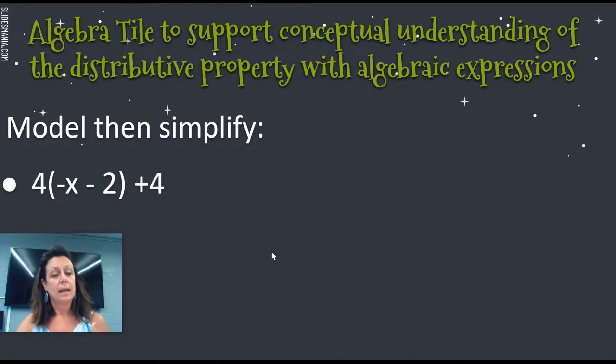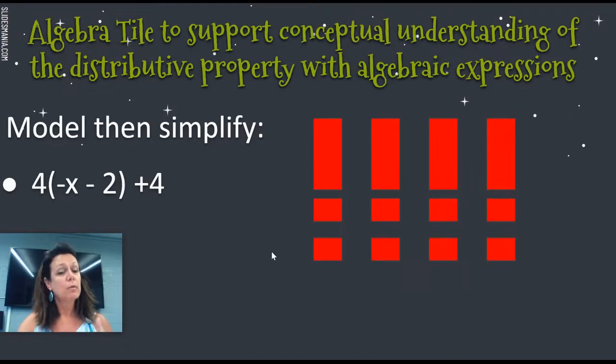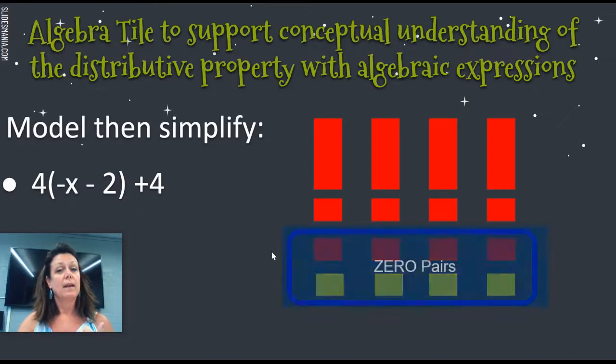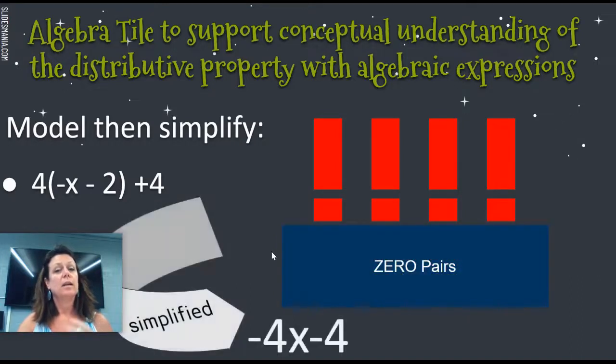If we, again, extend that expression, we repeat that process. What's inside that parentheses, that is that group of negative x subtract 2. We not only have one of those, we have 4 of those groups. And then we model our addition of 4. That's creating those zero pairs again, and we can simplify that now to negative 4x minus 4.